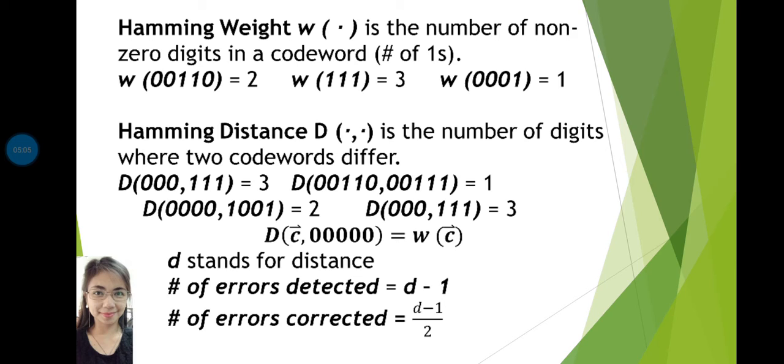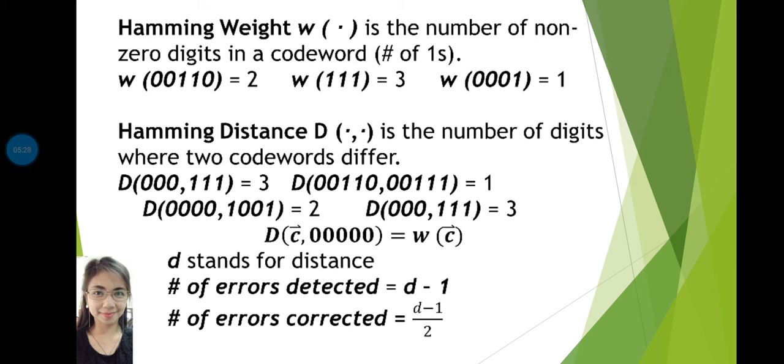So let's consider here the Hamming weight of 00110 is equivalent to 2. Why? Because we only have 2 number ones here. Then W of 111 is equivalent to 3 because there are 3 number ones here, so on and so forth. While the Hamming distance is the number of digits where 2 code words differ.